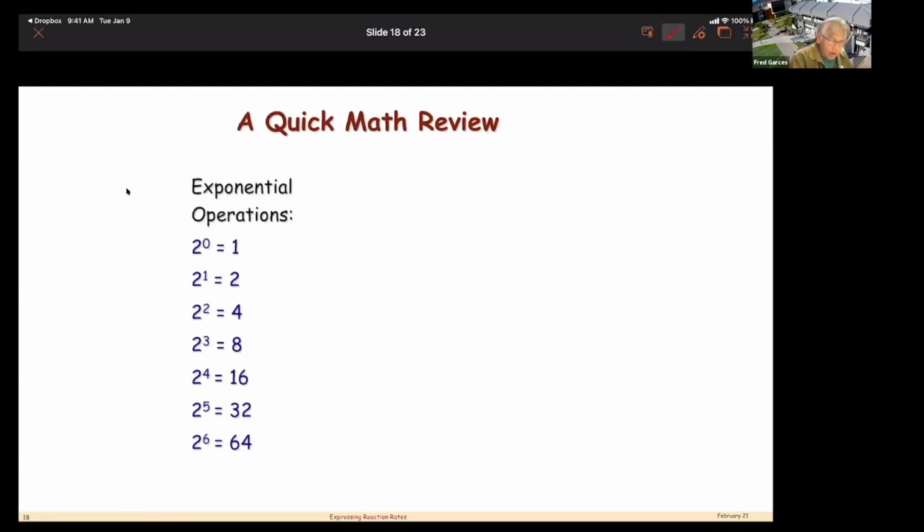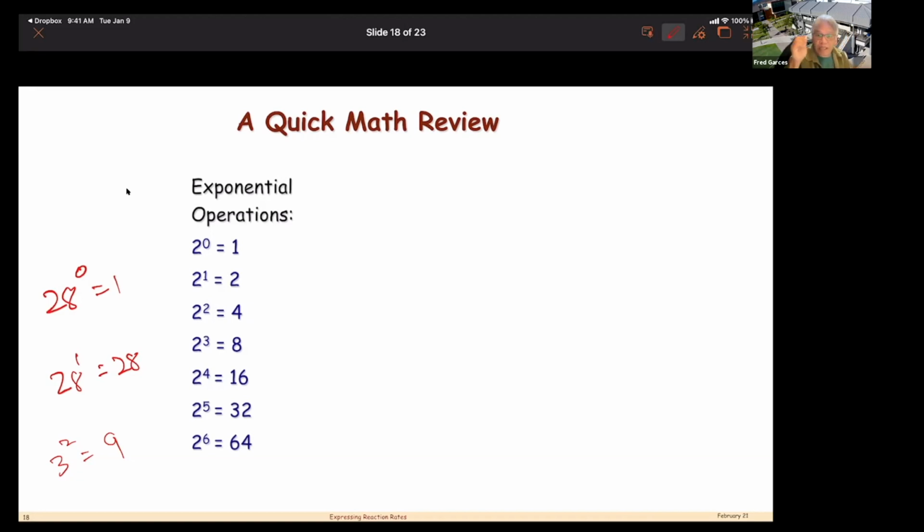Before I do that, I want to remind you that any number to the 0 power is 1. This is just a small math review. Any number to the 0 power, so 28 to the 0, is just 1. You guys should know that from math. Anything to the first power is just that same value. 28 to the first power is just 28. Anything to the second power is squaring that value. 3 squared is 9. Anything to the third power is that number multiplied by itself 3 times.